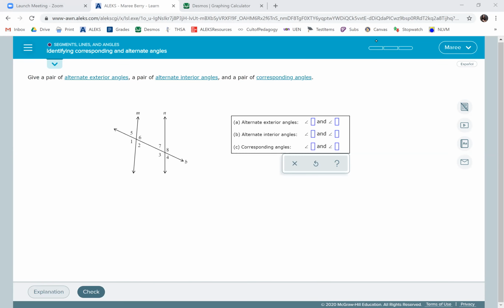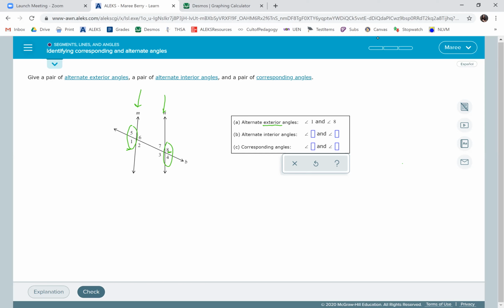Okay, so we're looking at, to begin with, alternate exterior angles. So they want these alternate exterior. So we're looking at these four because they're outside the two lines. The alternate are going to be 1 and 8 or 5 and 4. You get to pick which one. I'm just going to go with 1 and 8. Wait, 1 and 8, yeah.